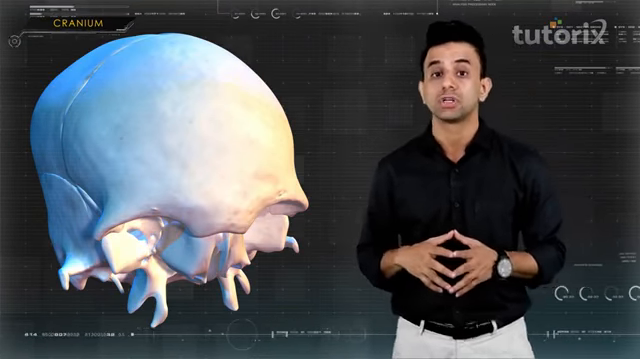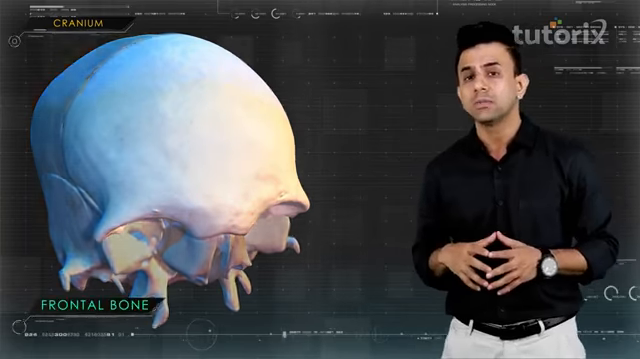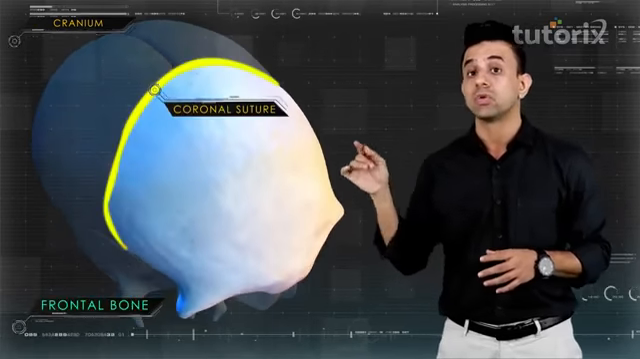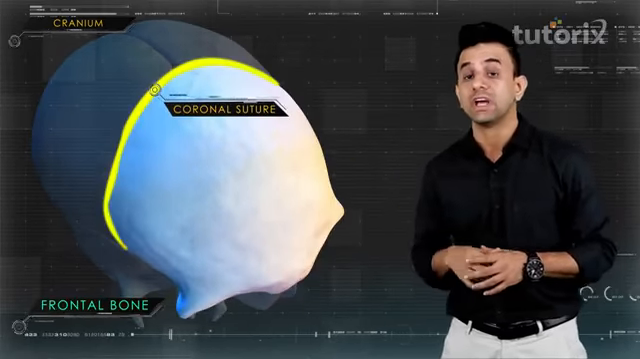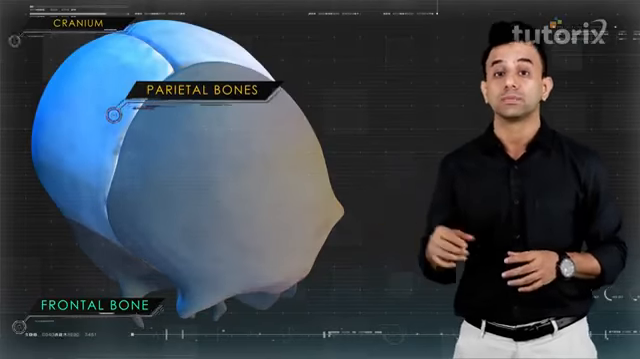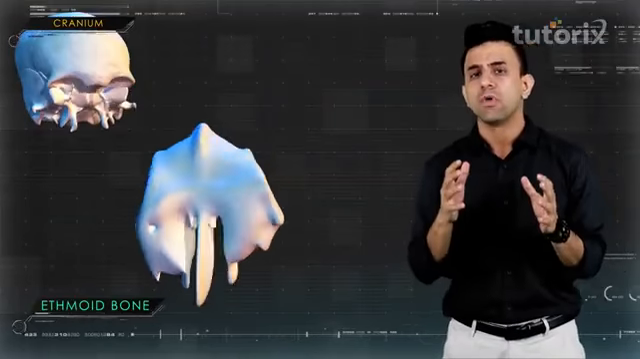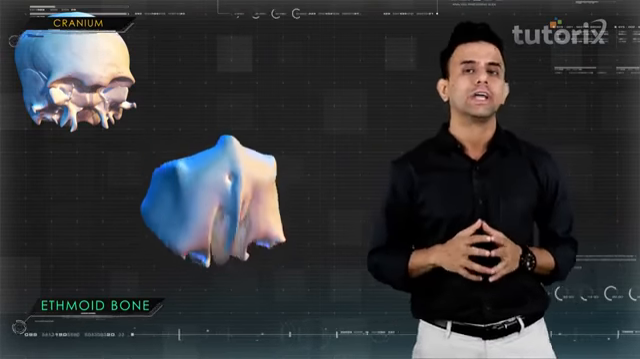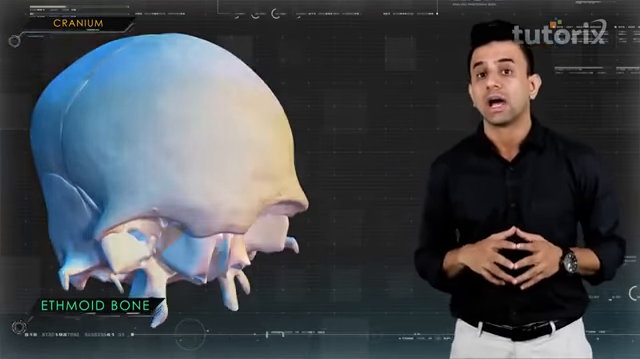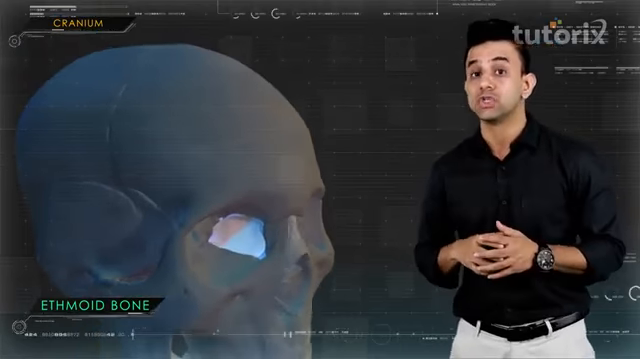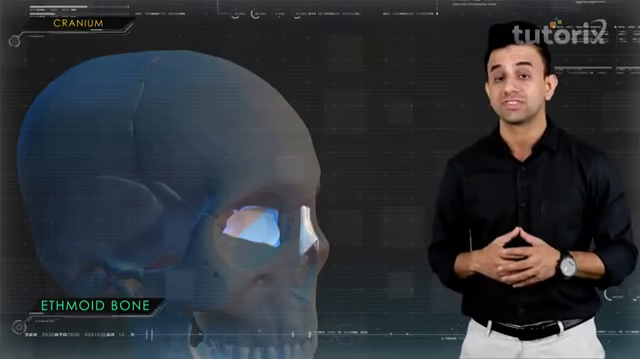Let's first talk about the frontal bone. The frontal bone extends from the forehead to the coronal suture, and this bone is attached to the parietal bone. Next is the ethmoid bone. Well, the ethmoid bone is small and rectangular in shape, and this bone lies within the eye cavity just behind the bridge of the nose.